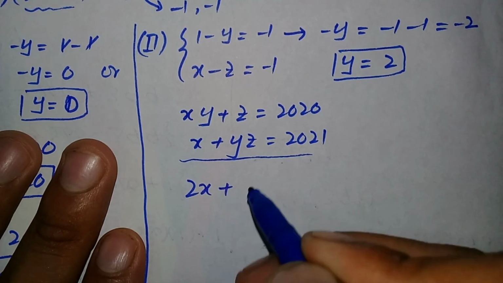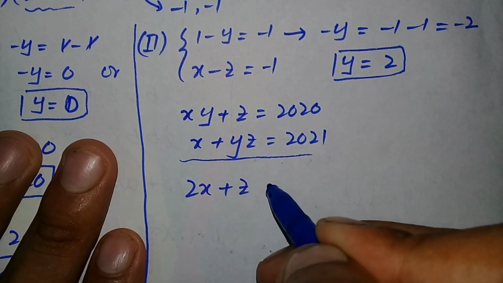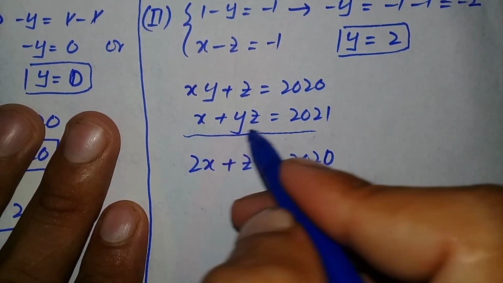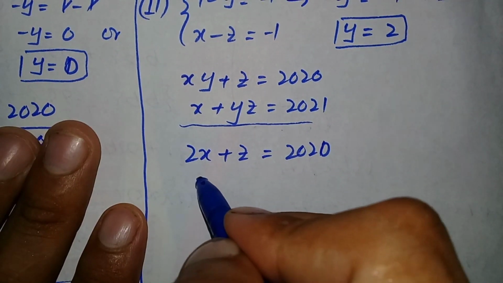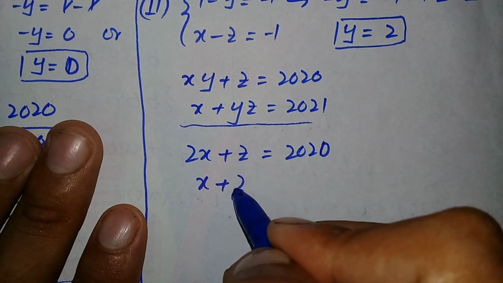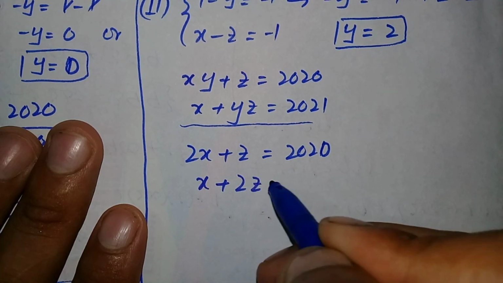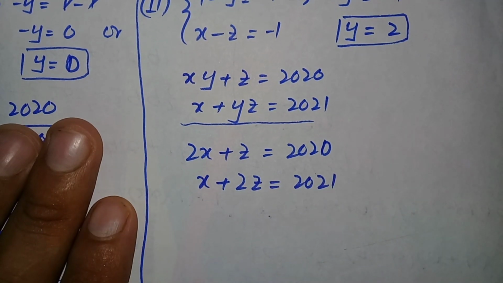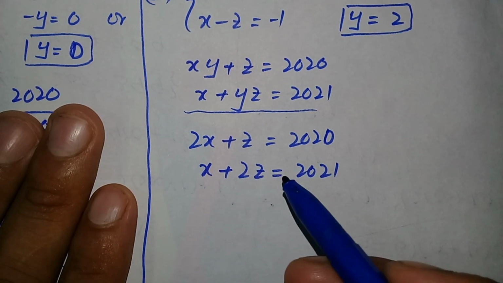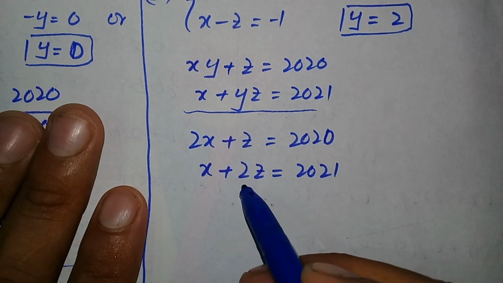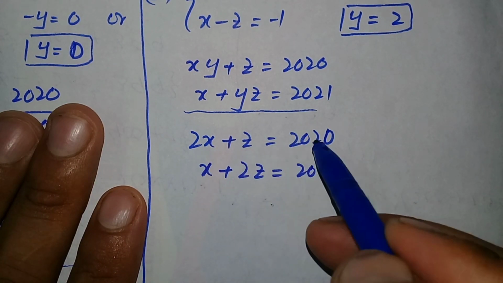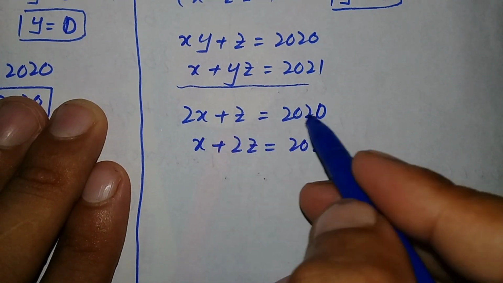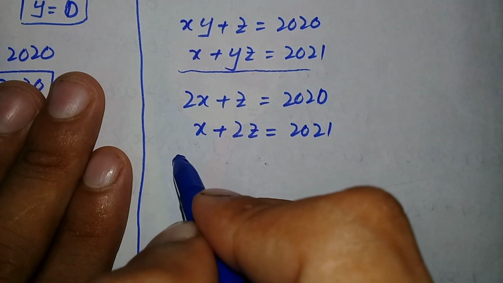By putting the value of y equal to 2, these two equations will become 2x plus z is equal to 2020, and the second equation x plus 2z is equal to 2021. Now to solve these two equations for one variable, we will make the coefficient of z the same. So we will multiply this first equation by the number 2.